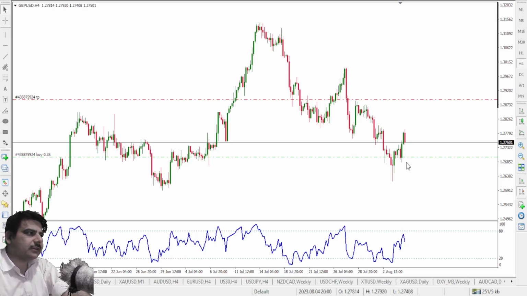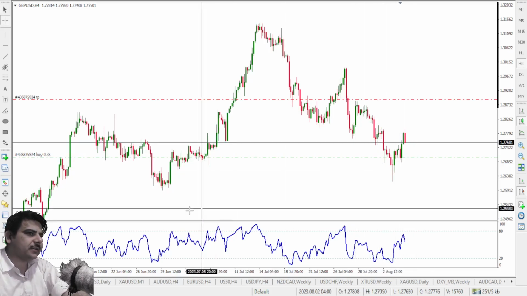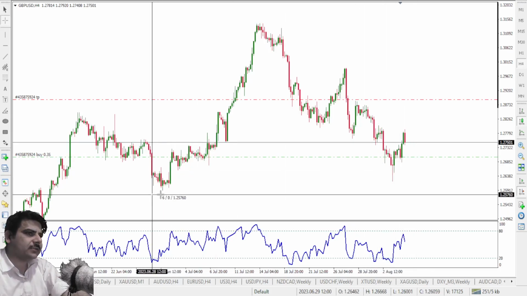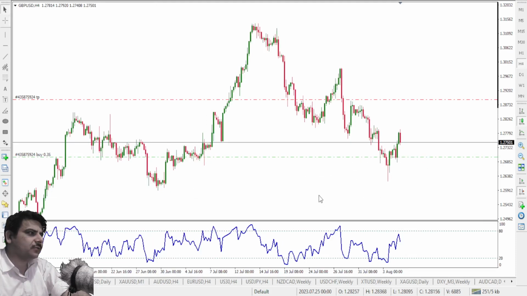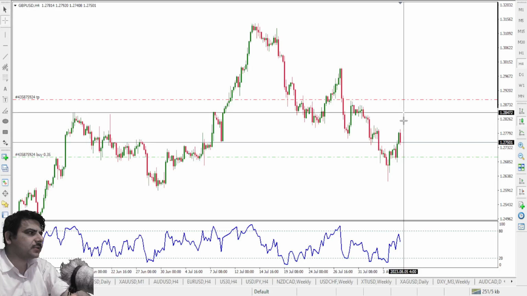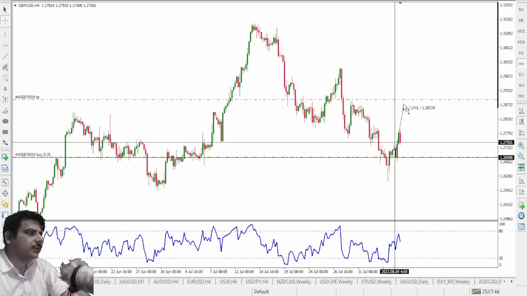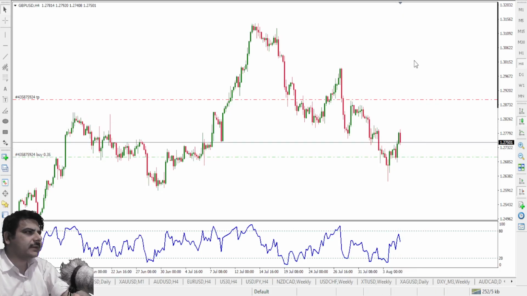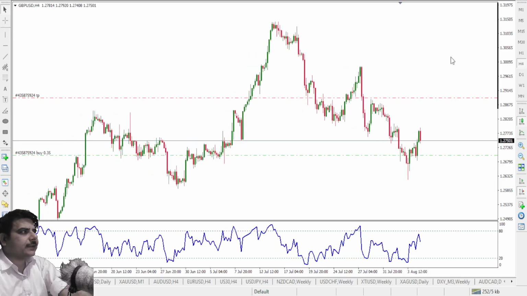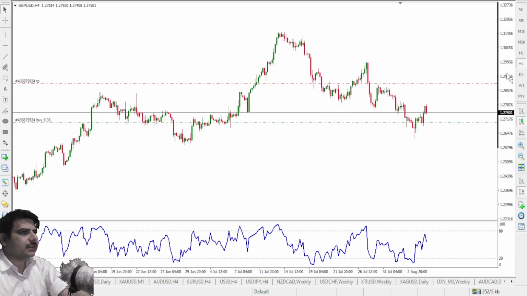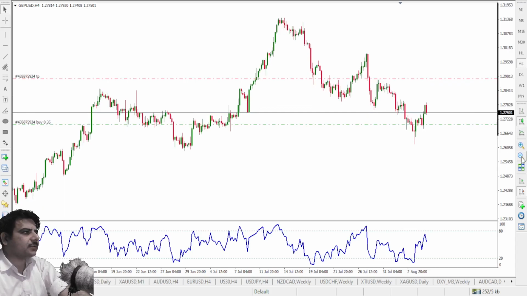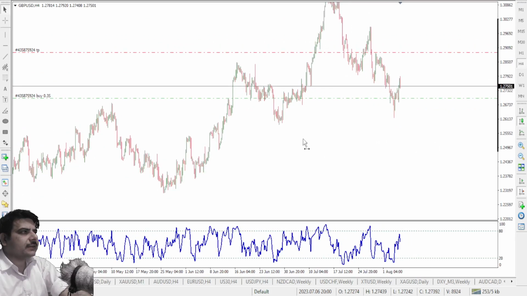So 0.35, let's see, maybe on Monday if I get a chance, I will move this stop to here at least. Then I will have around 124 pips of stop loss for this particular trade, while the TP will be 189 pips.